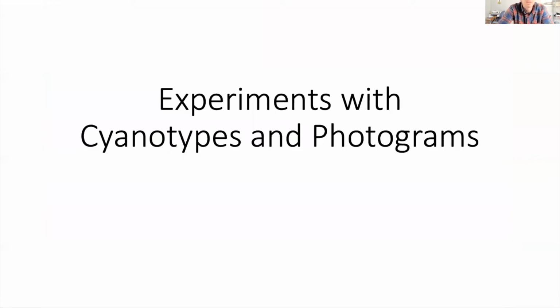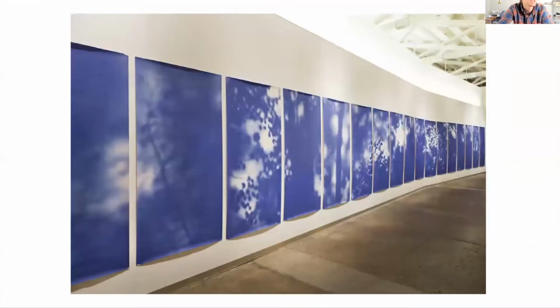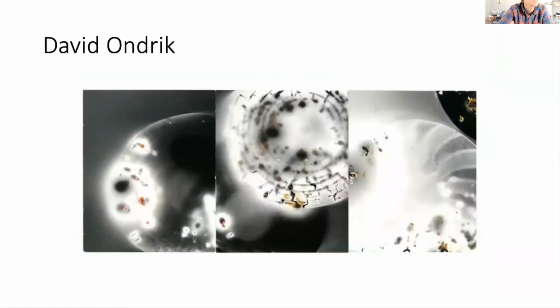So anyway, experiments with cyanotypes and photograms. This sort of runs the gamut, starting with this guy named Eric Williams Carroll. I sort of love these because they are huge. He's taking this giant paper, actual blueprint paper. This is the stuff that would be used to make blueprints, huge, super lightweight, very cheap paper. And he goes out into the woods and he just lays it on the ground underneath the trees where the light comes through the trees and it blocks the sunlight. That creates these very abstract pattern prints, essentially, from the sun coming through the trees and projecting onto them. So not a lot of control, but they're sort of fascinating.